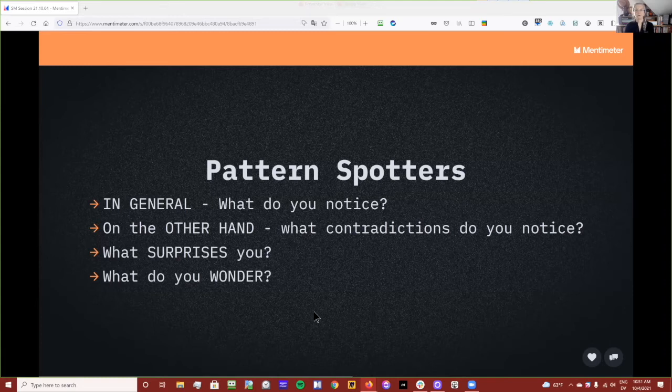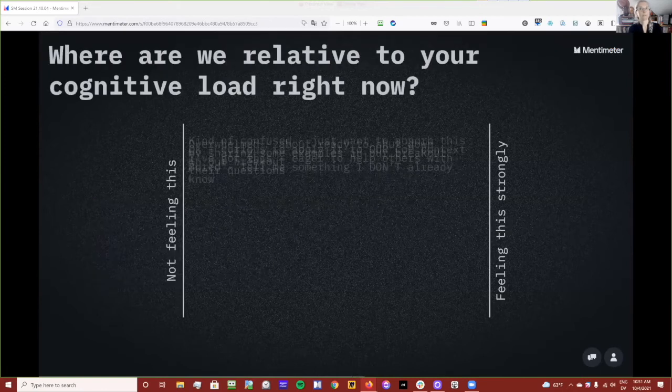And then, wonder. What do you wonder? This actually starts to move us into deeper exploration. So wondering is sort of like a deepening question. I've seen these questions from Glenda a lot and I've used them a lot, but as I was really thinking about the pattern spotters, I started to see there's a really deep intentionality in there that I didn't notice when I was first introduced to them. So I wanted to point that out.